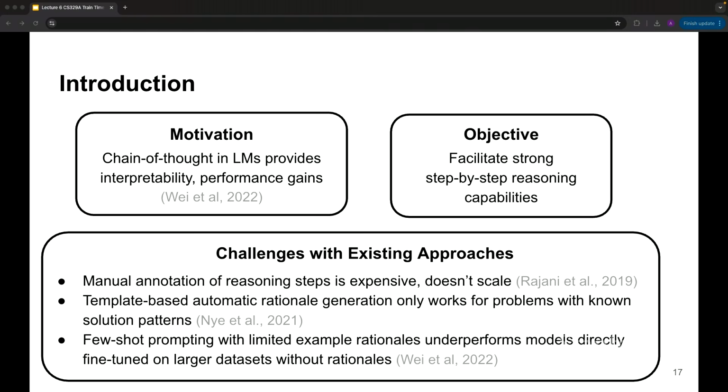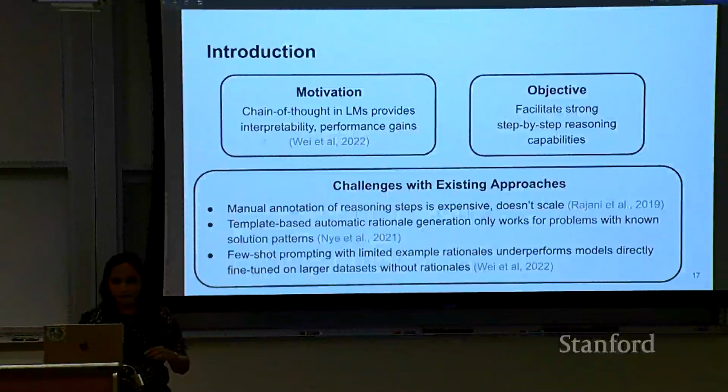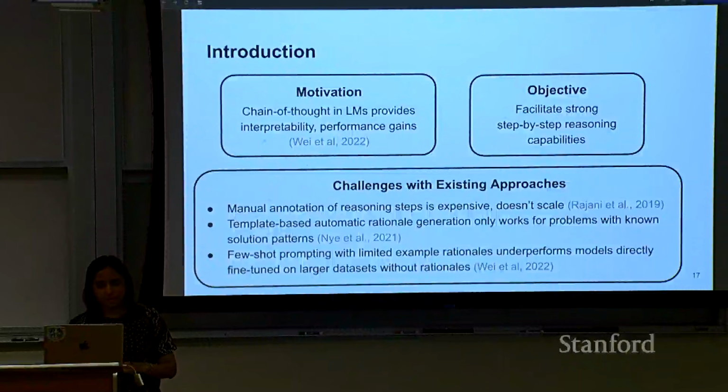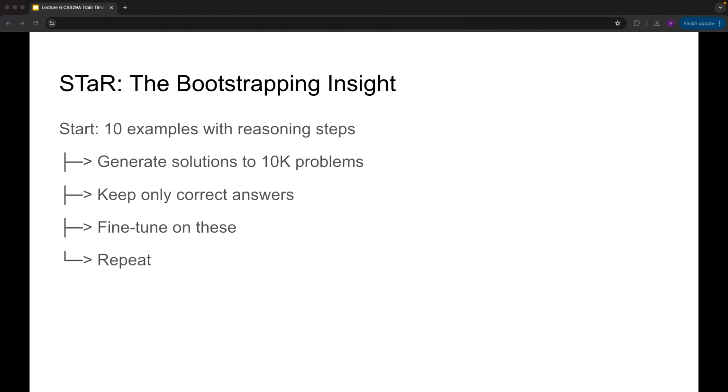And then few-shot prompting, which means giving it a few examples of here is a problem, here is a reasoning chain, here is an answer, still underperforms models that can be fine-tuned on just larger datasets. So basically, a small amount of reasoning examples doesn't quite cut it, and you can just have a larger dataset without reasoning chains. So the key insight that STaR has is very simple.